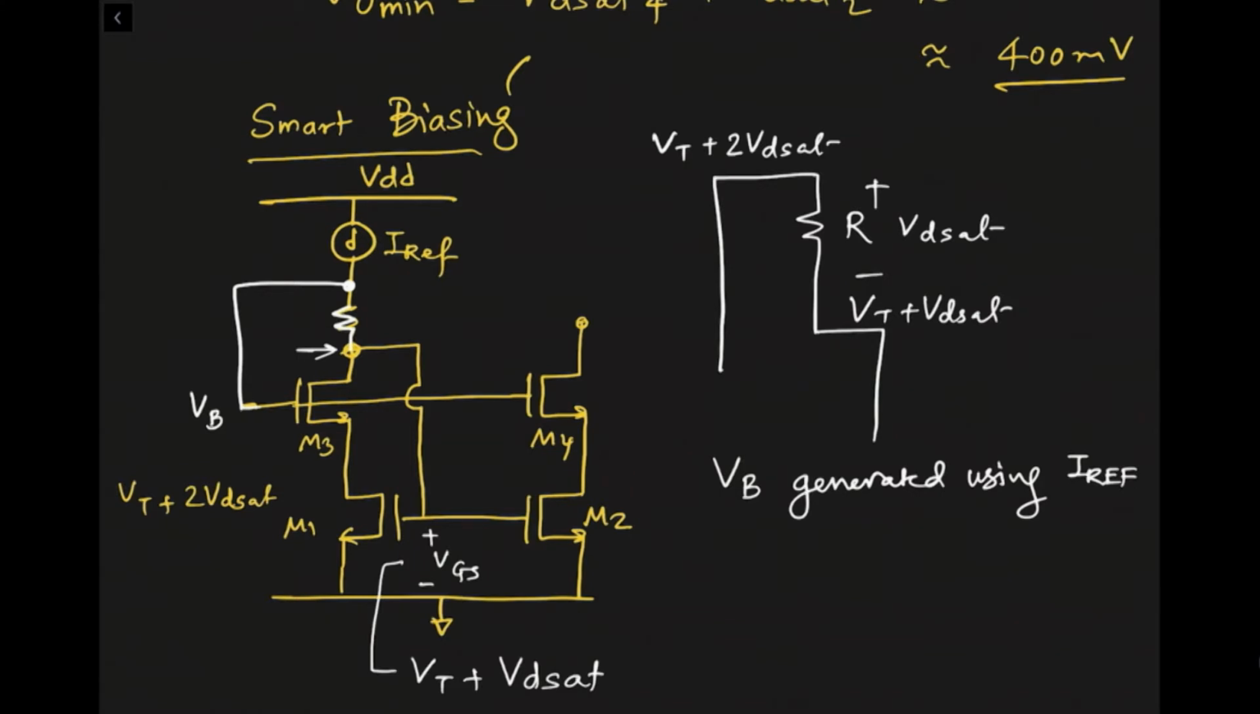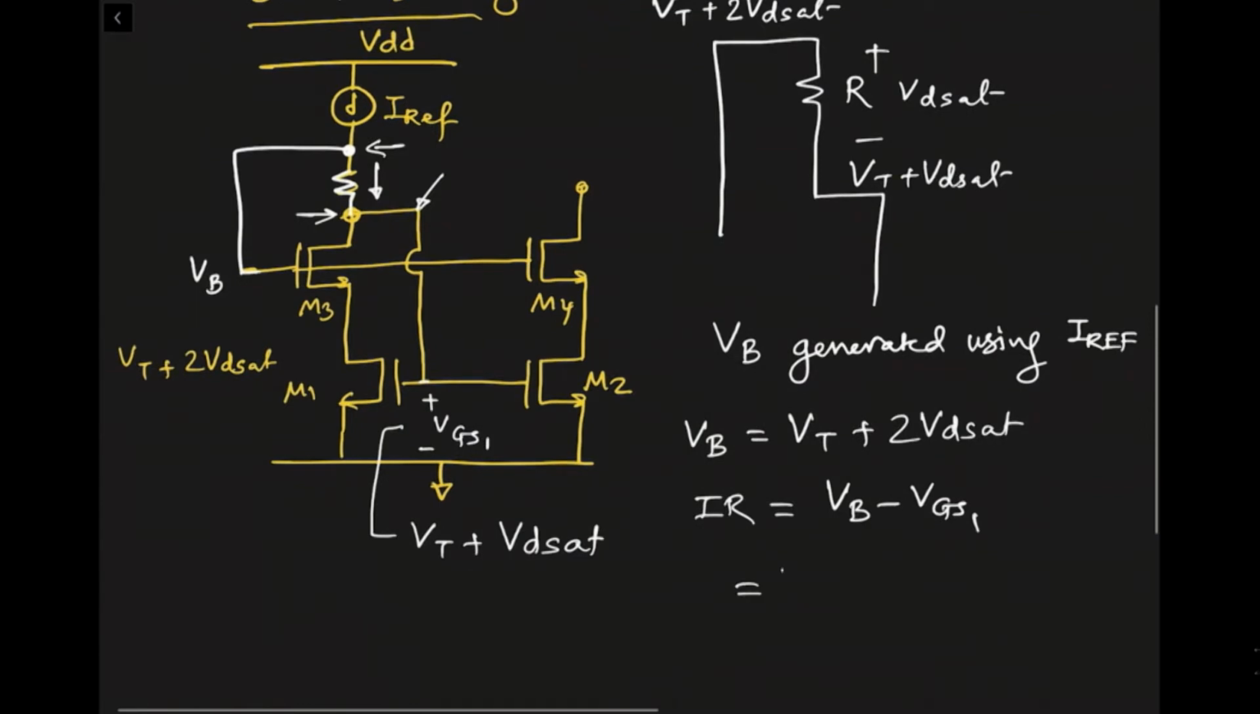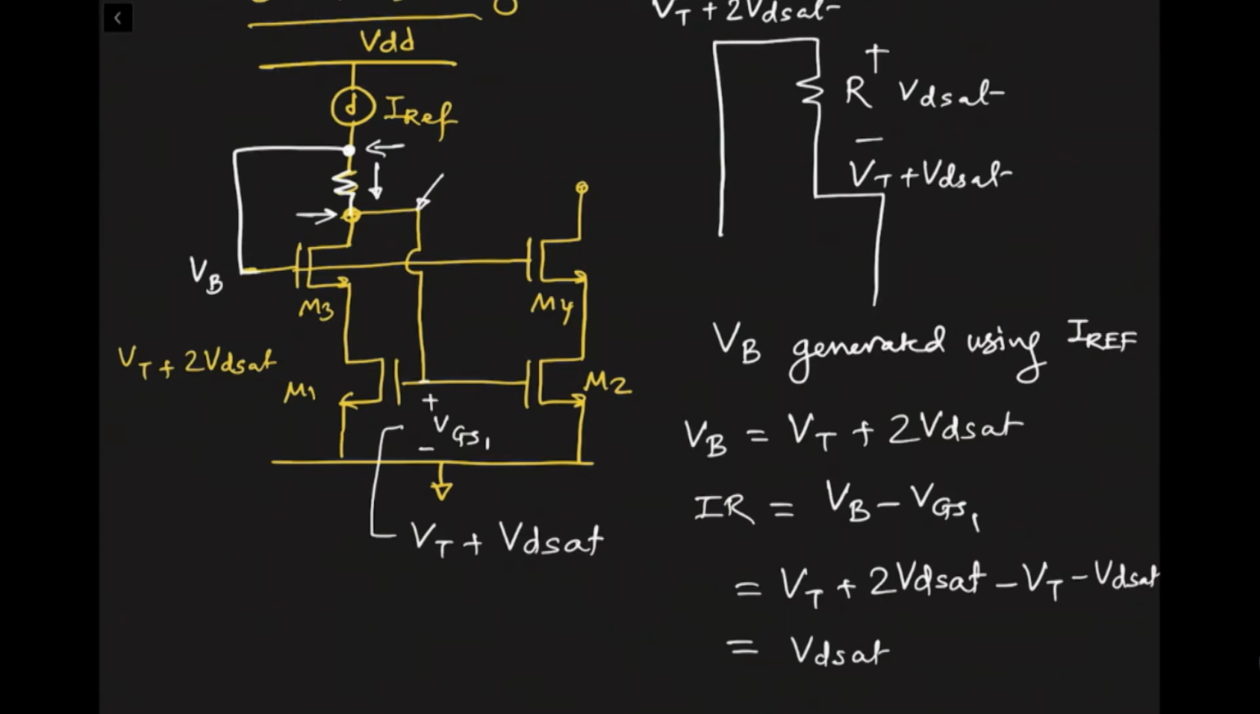So the design equation for this: we have VGS1 and VB. The design equation is VB equal to VT plus 2 VDSAT. That's what we wanted. And R is the voltage drop across this, which is equal to VB minus VGS1. So this is VB and this is VGS1. Let's substitute: VB is equal to VT plus 2 VDSAT, and VGS1 is VT plus VDSAT, so this will be minus VT minus VDSAT. This would leave VDSAT. That would be our design equation. So the resistor value you can choose will be equal to VDSAT divided by I.